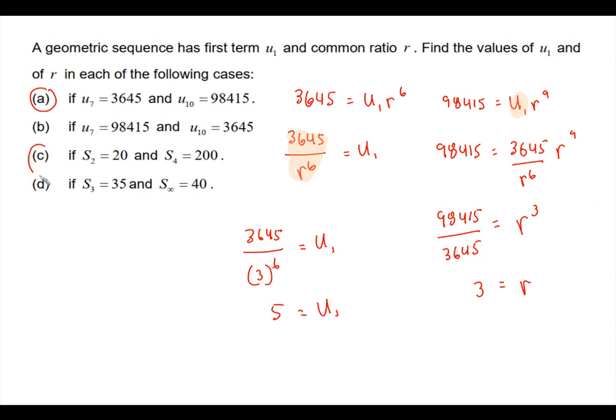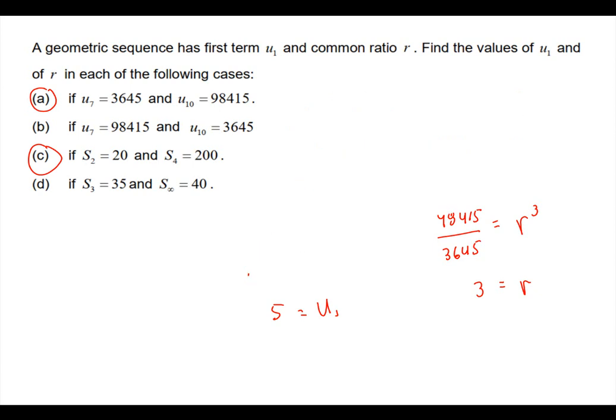Okay? Now let's take a look at the next example. Let's do part C over here. Let me erase this real quick. So part C, we're talking about the sums now. So if the sum of two terms is 20, and then we also have the sum of the 4 terms is 200. So let's set up these equations.